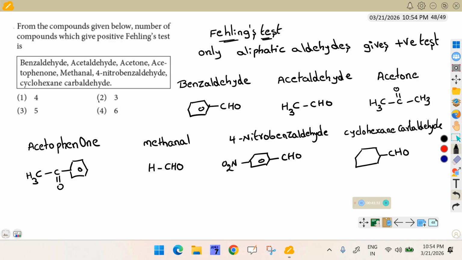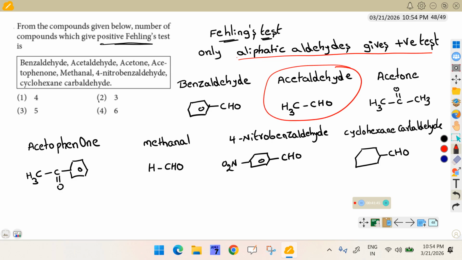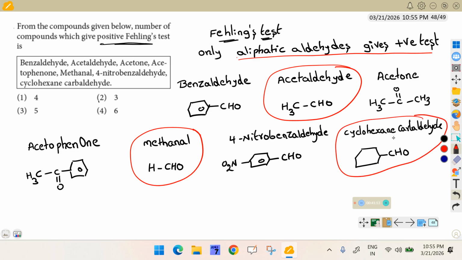Which gives positive Fehling's test? Only aliphatic aldehydes. In this, identify aliphatic aldehydes. Acetaldehyde is an aliphatic aldehyde. Methanal is an aliphatic aldehyde. Cyclohexane carbaldehyde is an aliphatic aldehyde. Remaining are aromatic aldehydes as well as ketones. Aromatic aldehydes and ketones do not give positive Fehling's test.